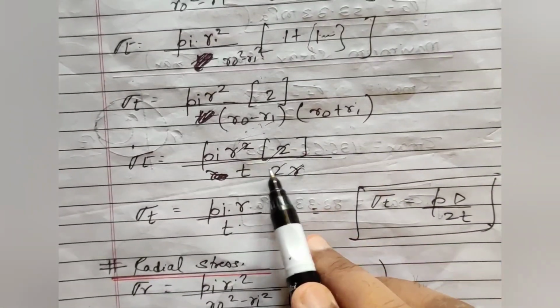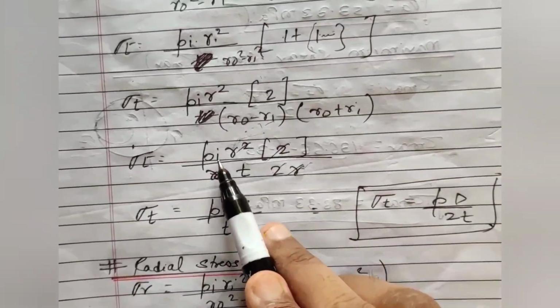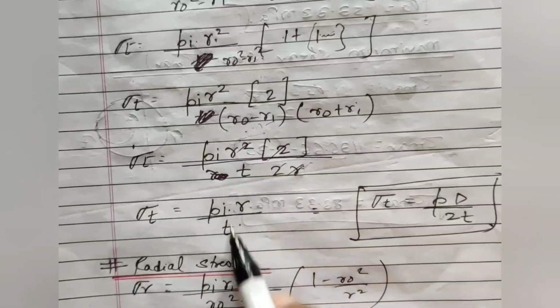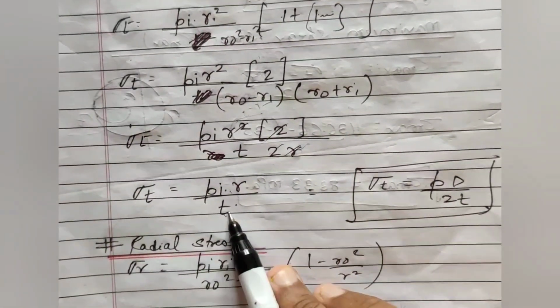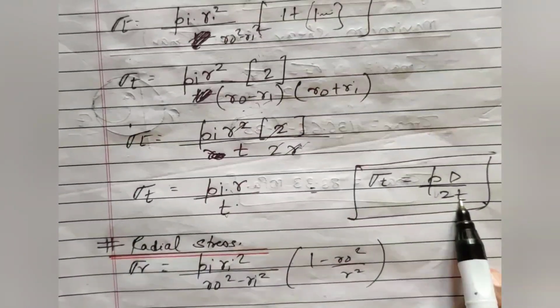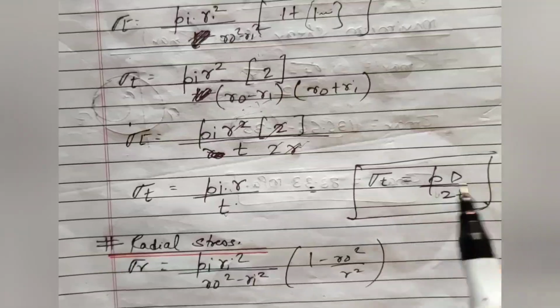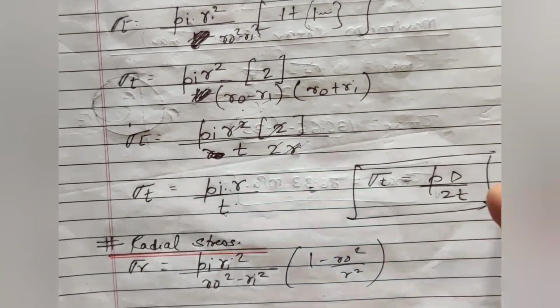So 2 cancels out. What you will get is a P R, and one R from here cancels out. What you will get is P into R over T, and R can be written as D by 2. So it will be PD by 2T. This is your hoop stress, which you must have derived earlier in your strength of materials course. So it is the same thing in the case of your thin cylinders.